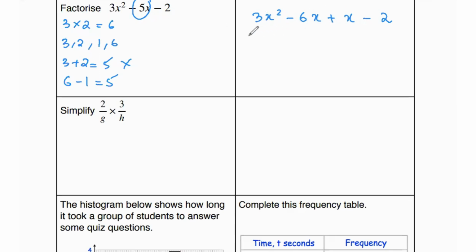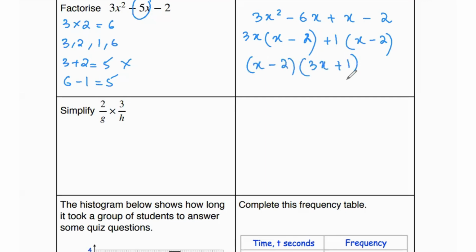So between the first two terms, we have 3x common. So we take 3x out, and we put x minus 2 inside the bracket. And between the last two terms, we have positive 1 common. That leaves us with x minus 2 inside the bracket as well. Now you can see that both the terms inside the bracket have the exact same values. So we can easily take the x minus 2 common, leaving 3x plus 1 in the second bracket.